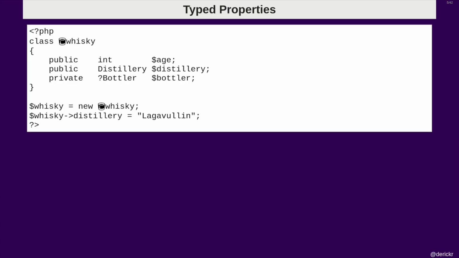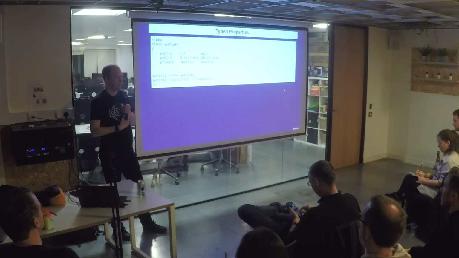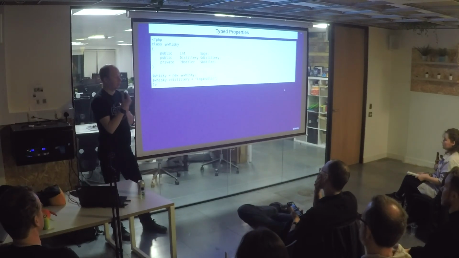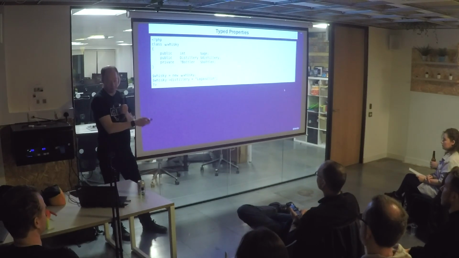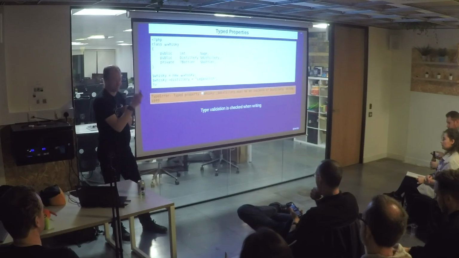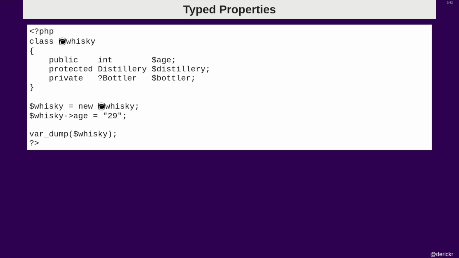Okay, next example. What does this example show you? Again, an error. That makes sense. It's an error because we're assigning a string to the distillery property, which is defined to have to be of the class distillery. So the type validation is checked when you write to a property, which is a takeaway here. Okay, next one. What is the output of this script?